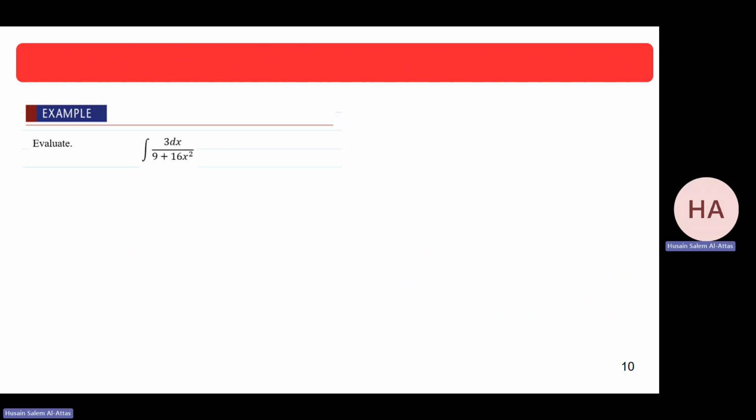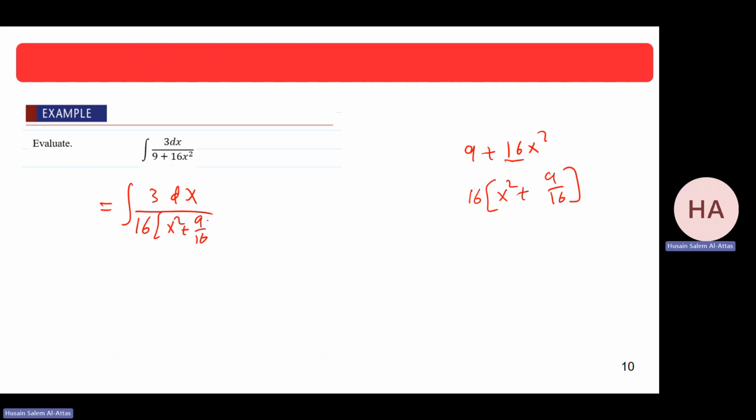Yeah. Also this one, easy one. As I said before, I have 9 plus 16 x squared. I want to make the coefficient of x squared 1 so that we can apply the rule easily, or I can let u equal this. So what I will do, I take 16 common factor. What we have x squared plus 9 over 16. So that will be 3 dx over 16 times x squared plus 9 over 16. This 3 over 16, I can take it outside. So I have dx.